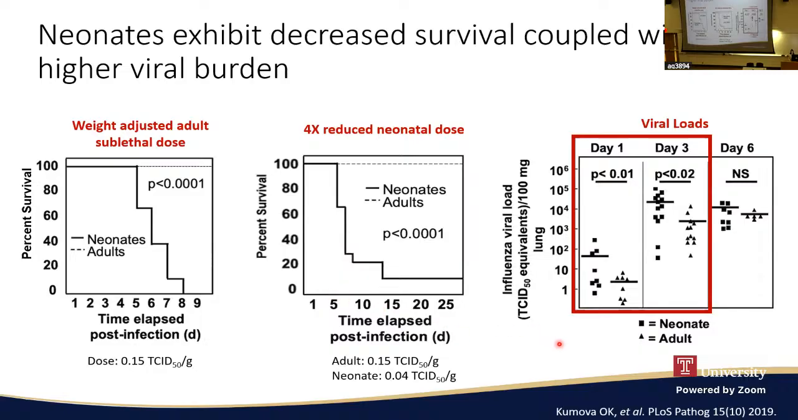When we perform real-time PCR to look at the viral loads in the lungs during the first week of infection, what we find is that despite the fact that the neonates are receiving 4 times less virus on a per gram basis, they have significantly higher viral loads at 1 and 3 days post-infection compared to the adults, indicating that there is a delay or a defect in the neonatal immune response to recognize and control the virus.